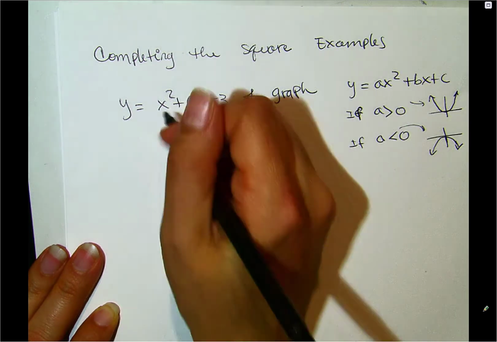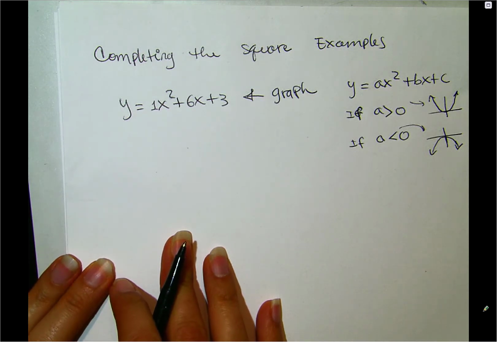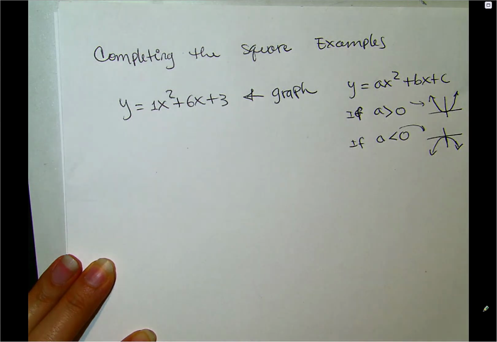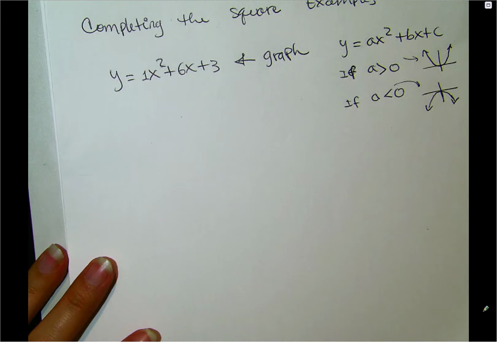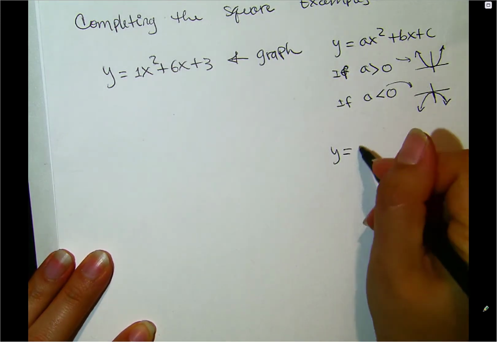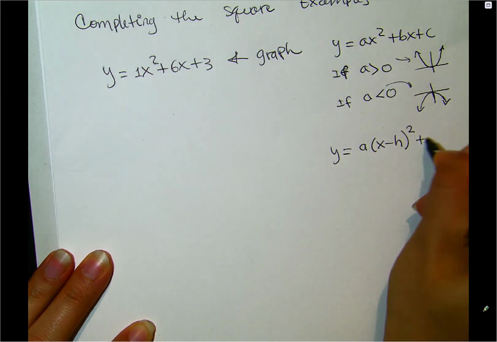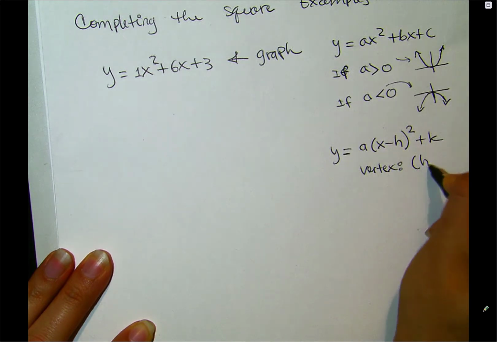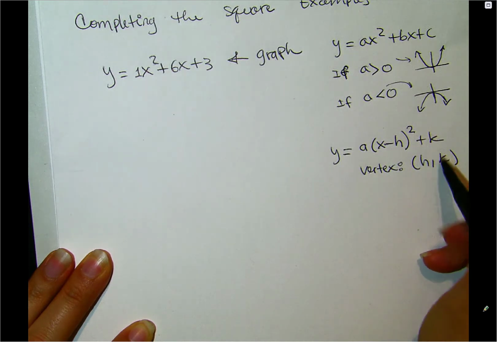So here we have the invisible 1, so it's a positive, so this is going to be a happy face parabola, so it's going to open upwards. And we need to figure out the vertex, and that's where completing the square comes in, because I know that if a quadratic looks like x minus h quantity squared plus k, the vertex is going to be (h, k), right? The opposite of whatever's in there, and that one stays the same.